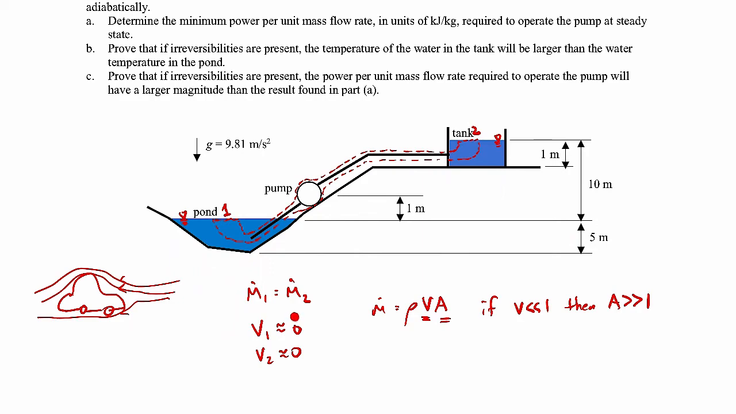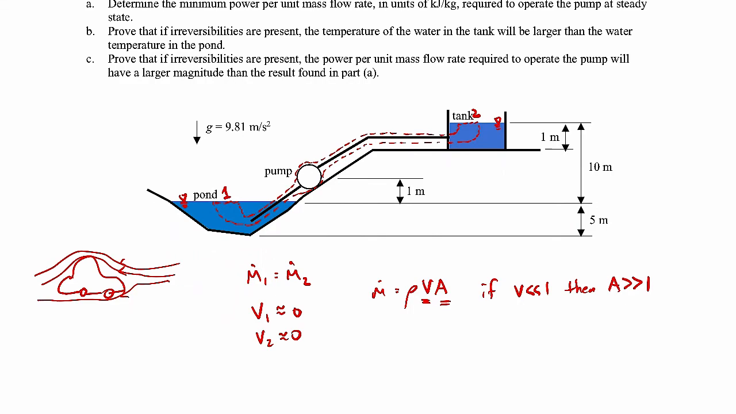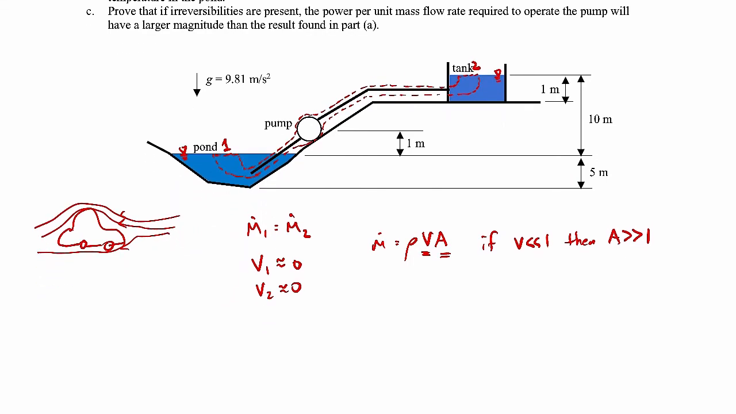So our kinetic energies at the inlet and outlet, right on the surface at 1 and 2, they're not zero, but they're awfully small. They're negligibly small. So that's an assumption we're going to make. All right. Well, we can go ahead and do our analysis to find what the power is going to be under these conditions. Okay, so let's go ahead and get started on that.